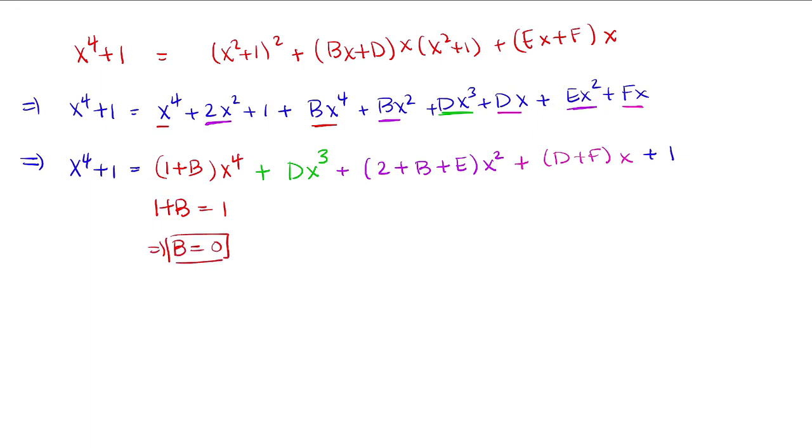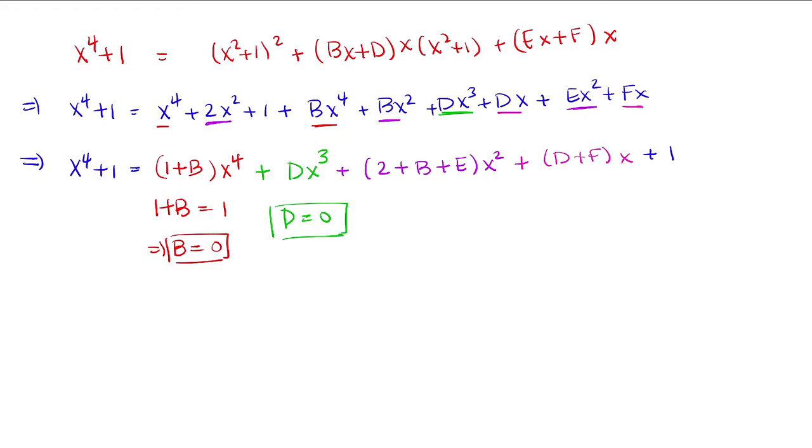So we have the value of b. Then we see that dx cubed is equal to, well, there are no cubic terms here. So then d has to be 0. So then d is equal to 0.